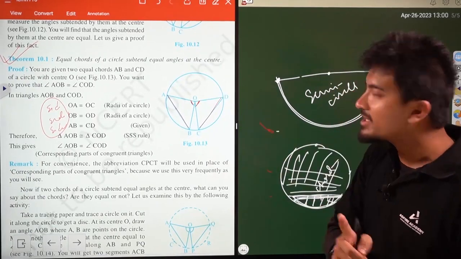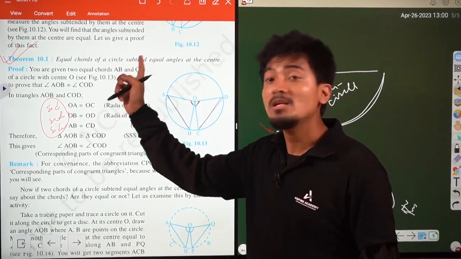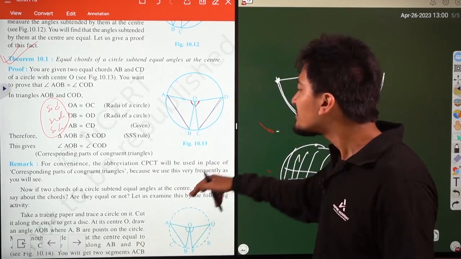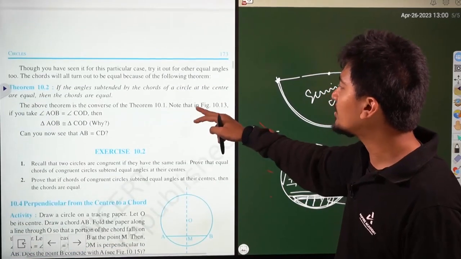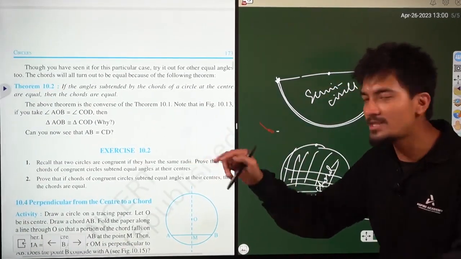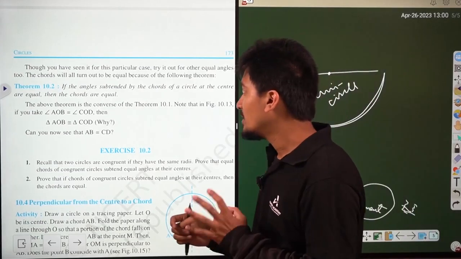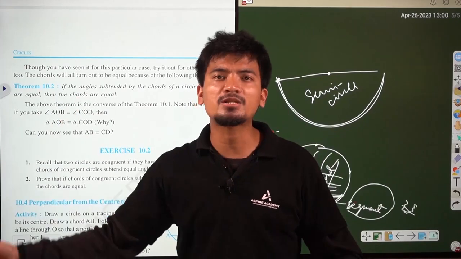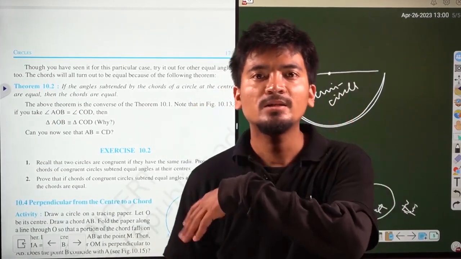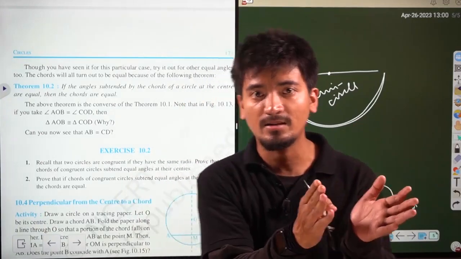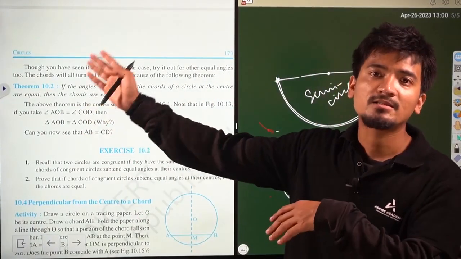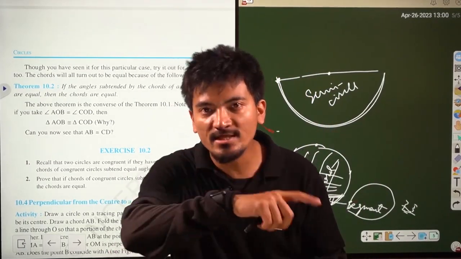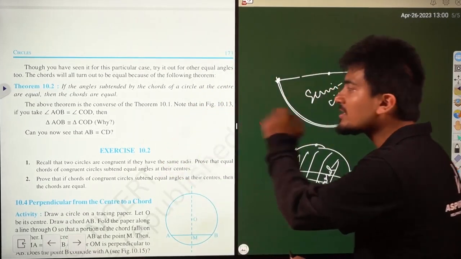So remember just one thing, that equal chords of a circle subtend equal angles at the center. Okay, moving on to the next theorem. This is just the converse of the first theorem. If the angles subtended by the chords of a circle at the center are equal, then the chords are equal. What we studied first was that equal chords subtend equal angles at the center. But this time, if the angles subtended at the center of a circle are equal, then the chords will be equal. That means this is the converse of the first theorem.